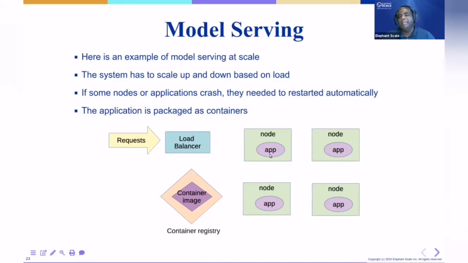Now here, there are a few things I need to take care of. For example, what if one of these nodes crashes? Then I need to spin up a replacement node, right? Because in the cloud, things happen, machines crash. So if I lose a node, I need to spin up a machine to replace the existing one. What if my requests are increasing? Let's say my service is very popular.